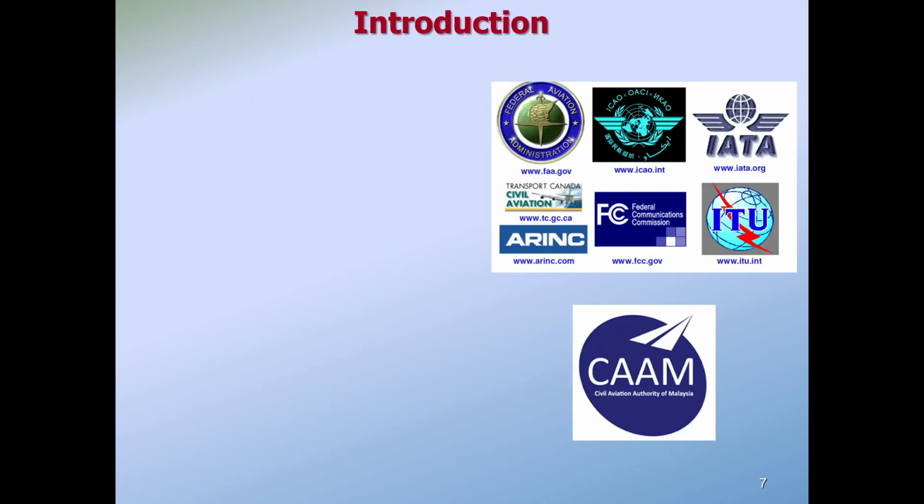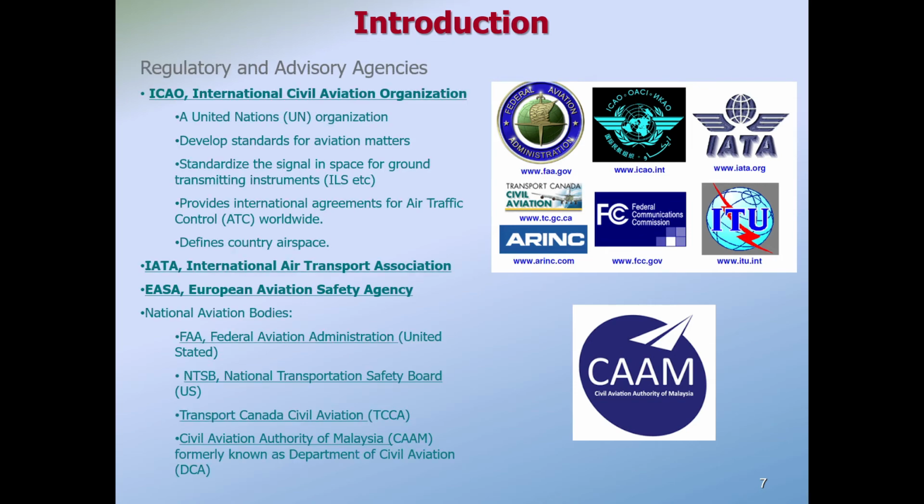Okay, because this is just an introduction, we need to know what kind of body or regulatory and advisory agency is involved in giving standards for avionics or aviation electronics devices. For example, in the current situation we use ICAO. ICAO is the International Civil Aviation Organization, a United Nations organization that develops standards for aviation matters. So this is the worldwide standard. They play a role in standardizing the signal in space for ground transmitting instruments, for example ILS. And they also provide international agreements for air traffic control, ATC, worldwide.